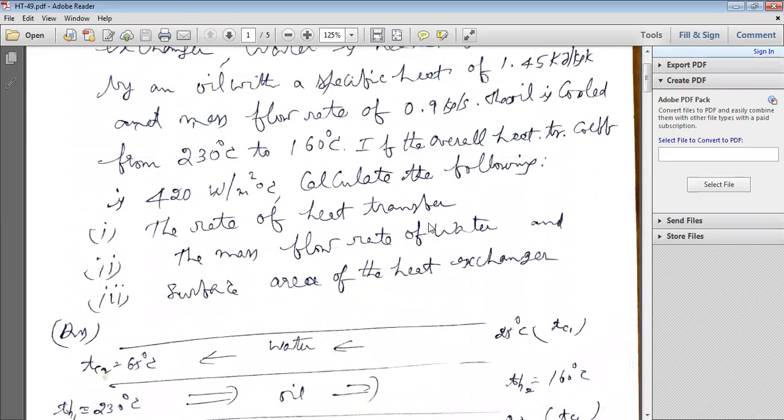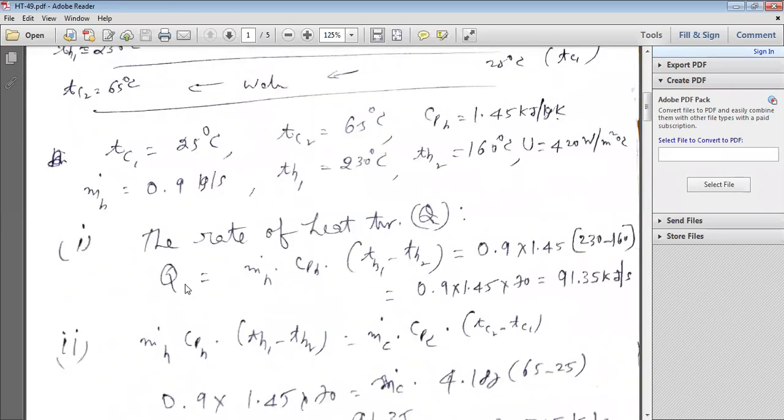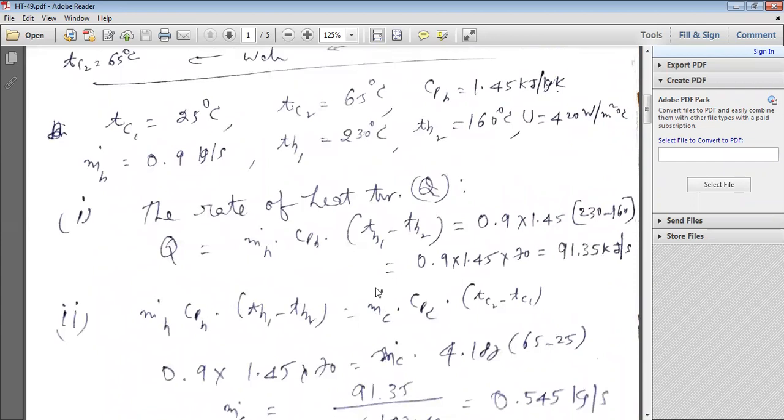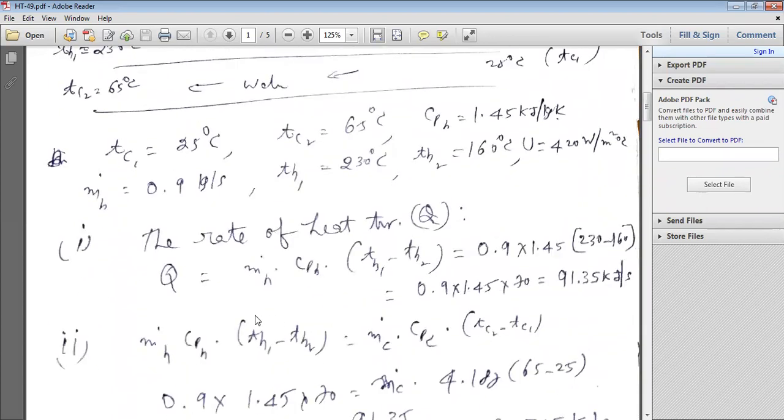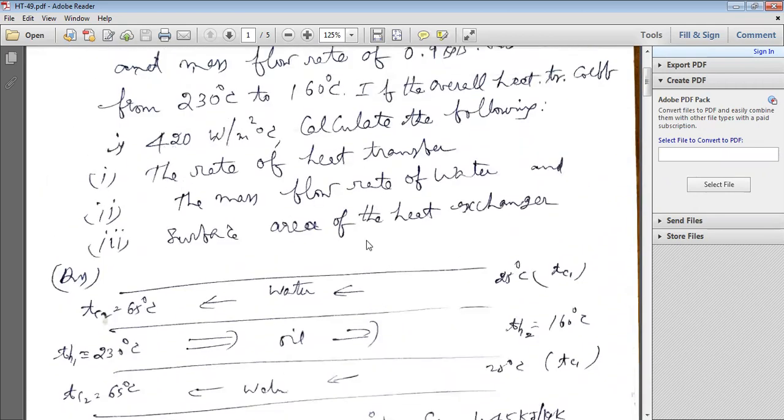First, the rate of heat transfer: heat given by the hot oil is equal to heat taken by the cold water. That is the energy balance. Here the mass of the oil is given, the specific heat of the oil is given, TH1 is given, TH2 is given. So the heat transfer rate Q is equal to mass into specific heat into temperature difference. By using that formula, you can calculate the rate of heat transfer.